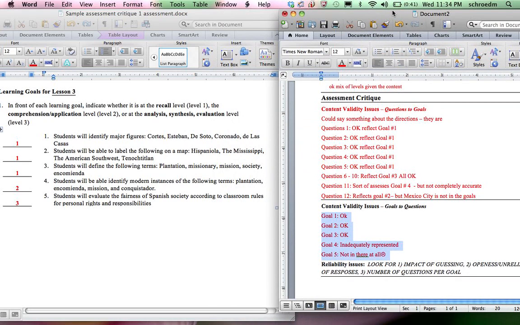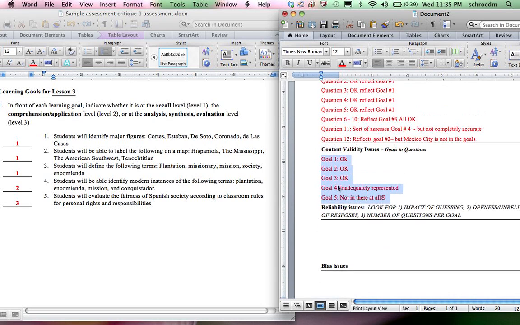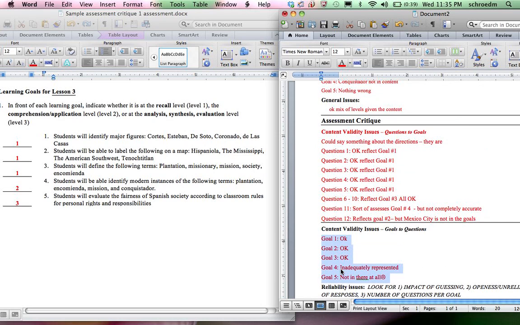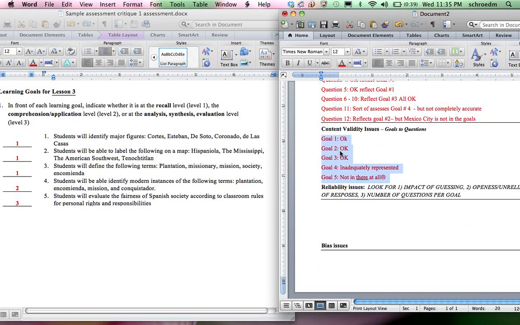So goals 1, 2, and 3 were okay, based on our analysis so far. This was represented, this was represented, this was represented. However, 4 wasn't really represented well, and then 5 is not really in there at all. So that's no good. Now that is the validity aspect of this critique. You also have to do a reliability critique and a critique of any potential bias issues.